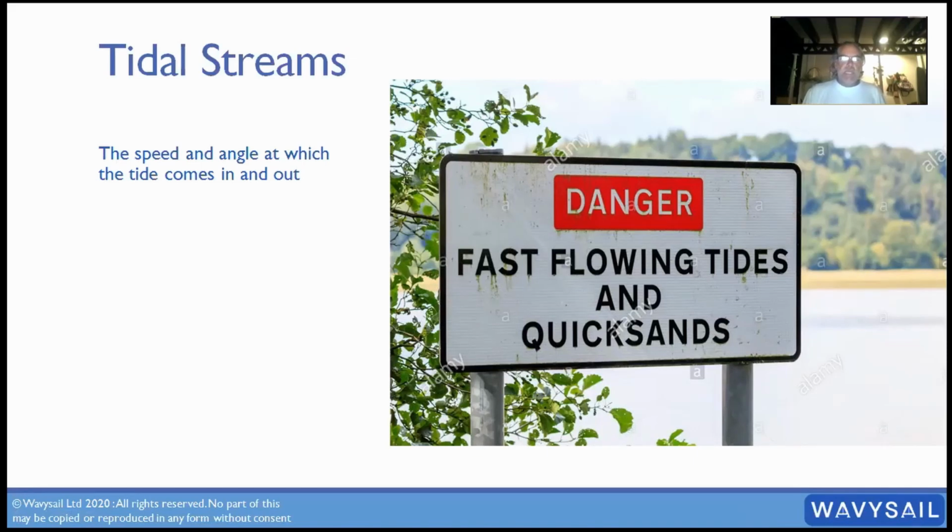So two completely different things, caused by the same event, the sun and the moon and their gravitational pull and the spin of the earth, but the one is all about how deep is the water. This is about how much it's moving and at what angle.